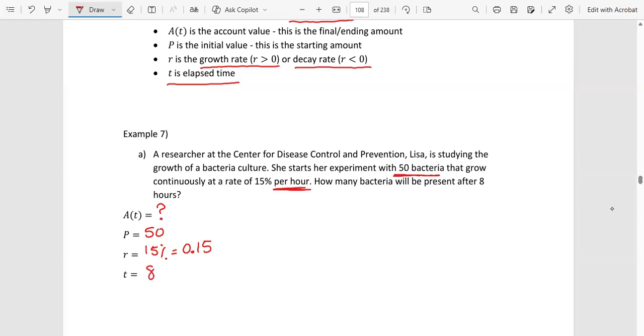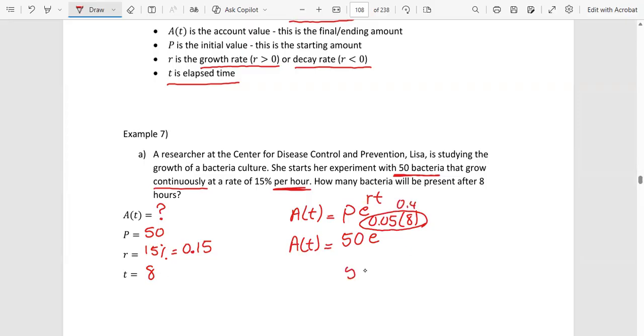So since it's growing continuously, we are using the formula for the continuous interest. We don't know the A. We want to find the number of bacteria. We know P is 50. E is a number. Just keep the E. R is 0.15 times T, which is 8. Again, we need to find the power first. We need to multiply 0.15 by 8, which is 1.2.